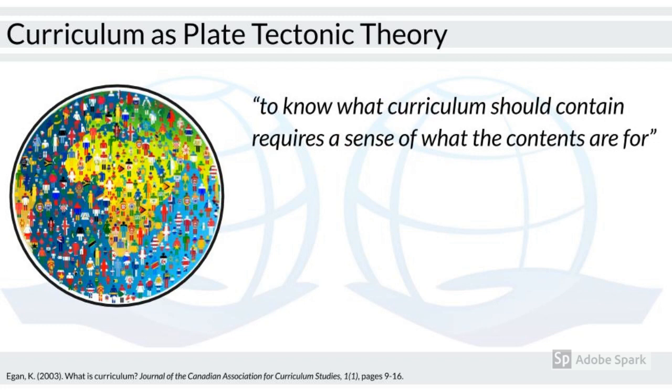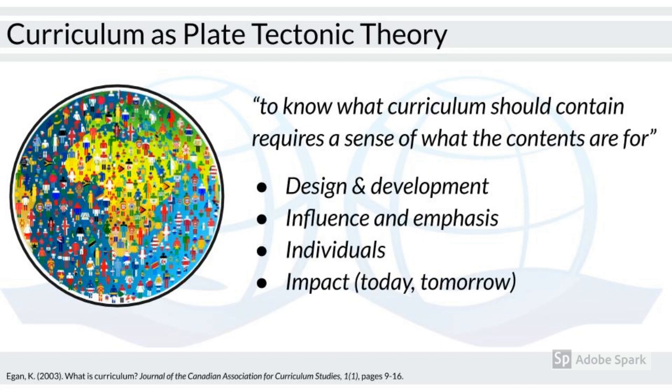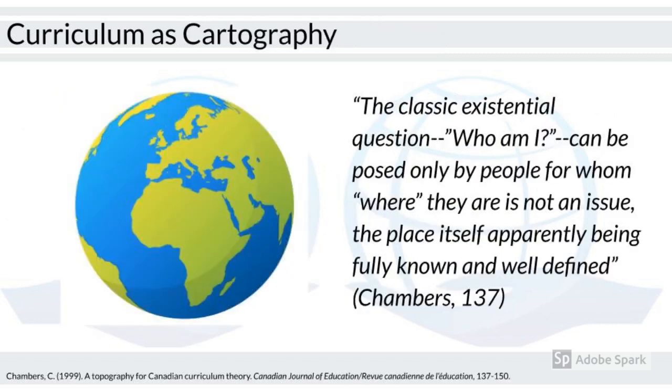Egan notes that to know what curriculum should contain requires a sense of what the contents are for. And with that understanding, this image of the globe might best represent where we are today, curriculum as influenced by its designers, the educators who prioritize its focus, and the students on the receiving end. When we think about curriculum, we are thinking about identity. What we teach depends on what we value, who we are, and where we are.